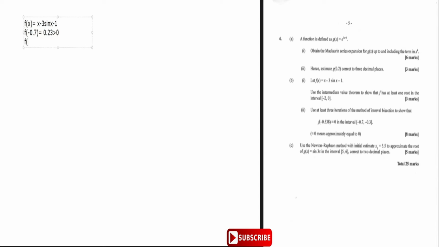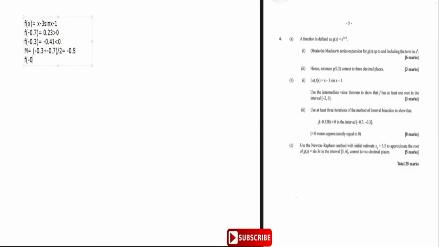And f of negative 0.3 is equal to negative 0.3 minus 3 sine negative 0.3 minus 1. That's equal to negative 0.41, which is less than 0. So now using the bisection method, the midpoint between those two is negative 0.3 plus negative 0.7, all of that divided by 2, which is equal to negative 0.5, I believe. Let me check that to make sure. Negative 0.7 plus negative 0.3 divided by 2 is negative 0.5.